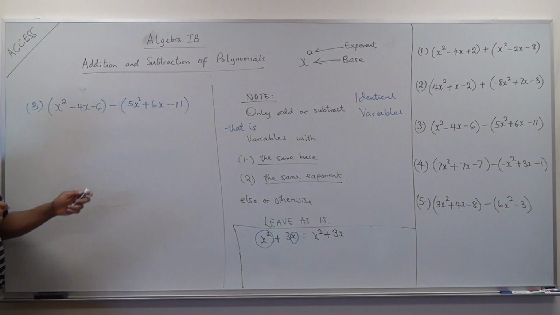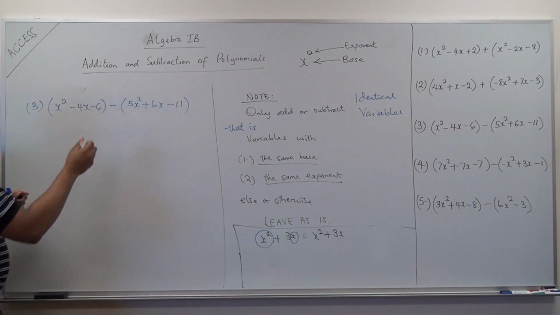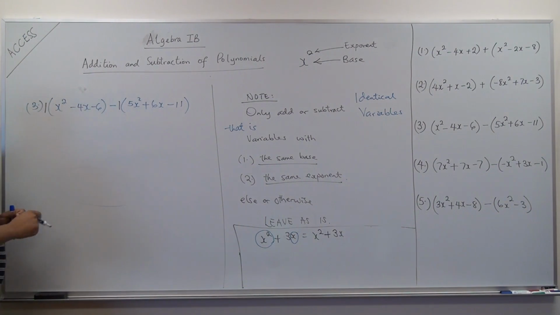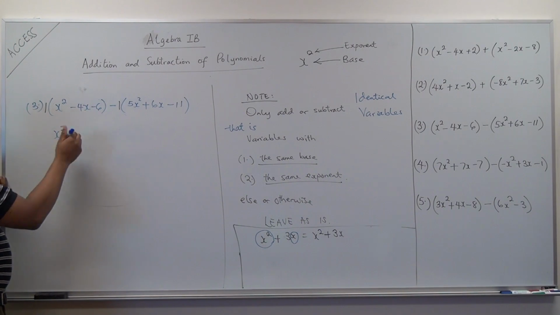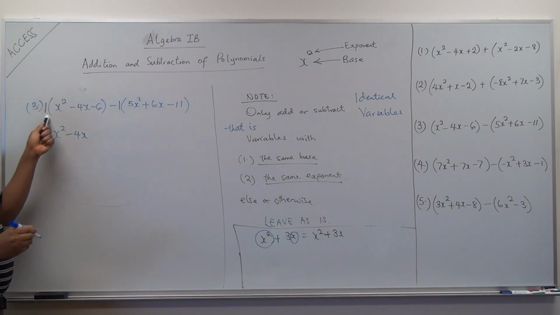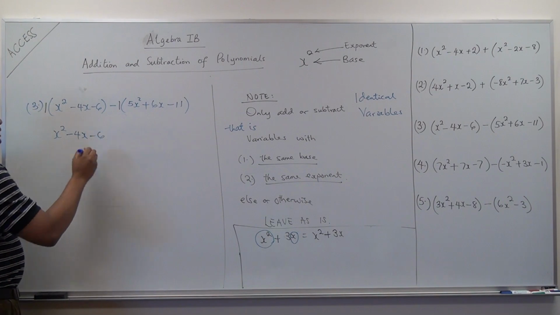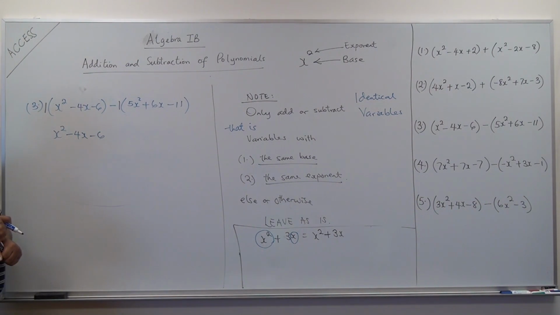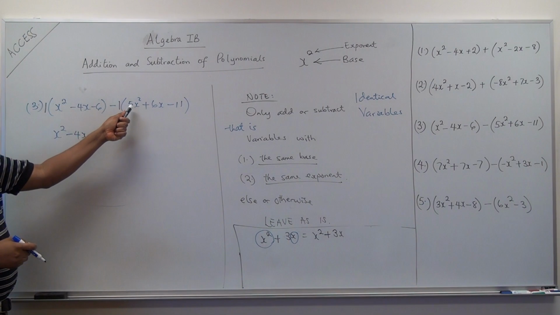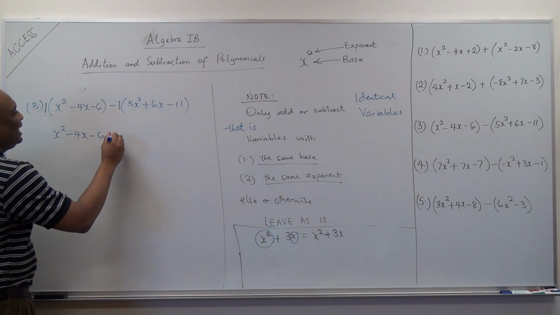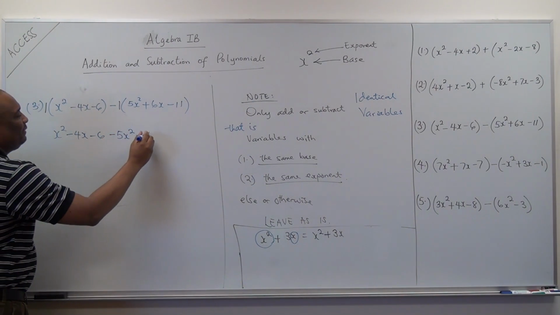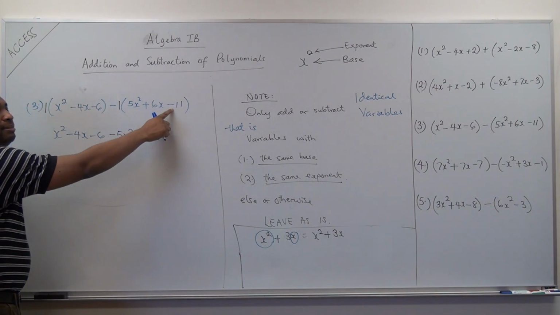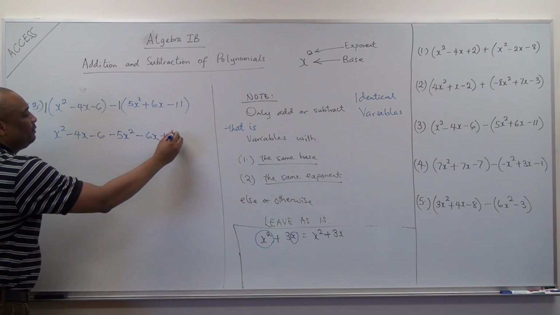Now what do you notice a bit different here? This is now -1. But it's still the same principle, okay? This 1 here, 1 here, -1 here. 1 times x squared is x squared. 1 times -4x is -4x. 1 times -6 is -6. Then here, -1 times 5x squared is negative 5x squared. Negative 1 times 6x is negative 6x. Negative 1 times negative 11 is positive 11.